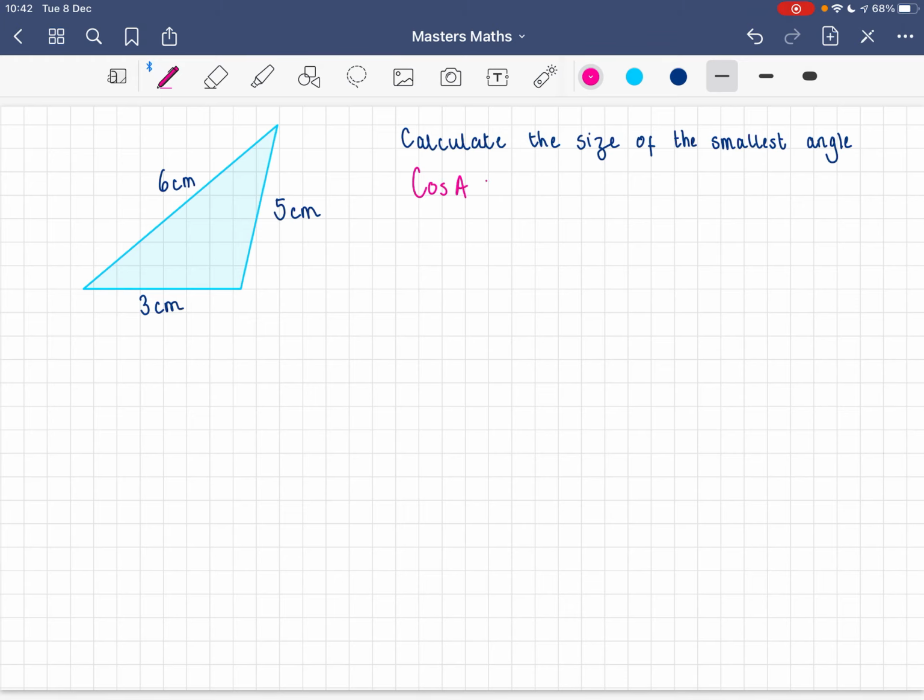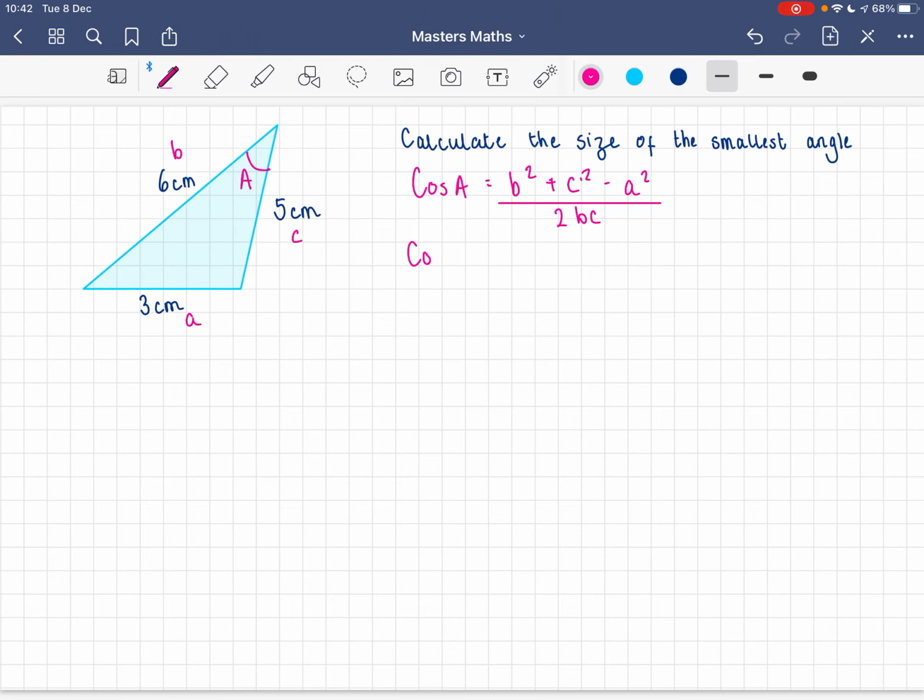So I have cos A is equal to b squared plus c squared minus a squared all over 2bc. Now we are trying to find the size of the smallest angle. The smallest angle is the angle that is opposite the smallest side. So our smallest side is this one, this 3, which means this is our smallest angle. So I'm going to call that A, which means this has to be side A. That's the important one. The other two don't matter so much. So this is B and this is C for the purpose of this question. And I'm going to work it out.